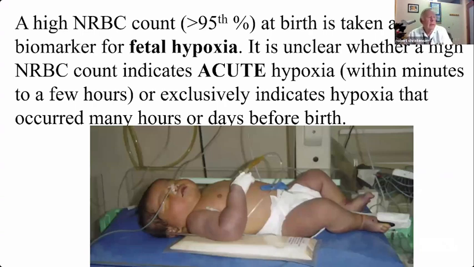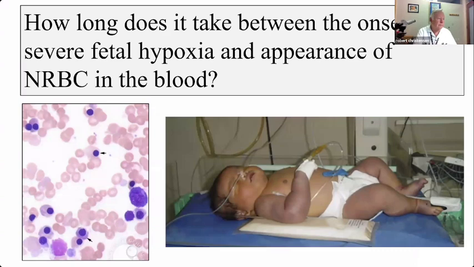A high nucleated red blood cell count has been in the literature for decades as a potential biomarker for fetal hypoxia. But it's unclear whether a high nucleated red blood cell count indicates acute hypoxia, something that just occurred a few minutes before delivery, or exclusively indicates more chronic hypoxia, something that started many, many hours or even days before birth.